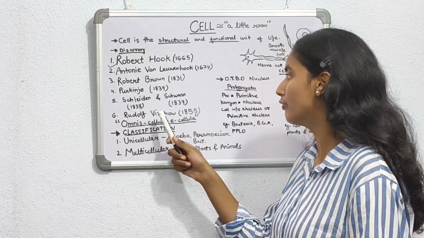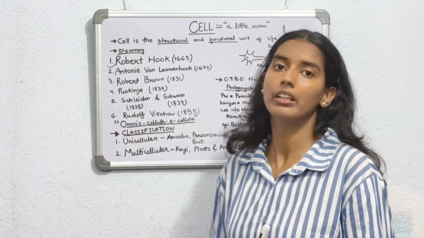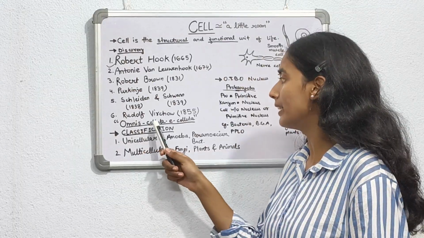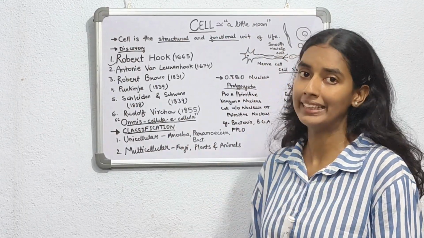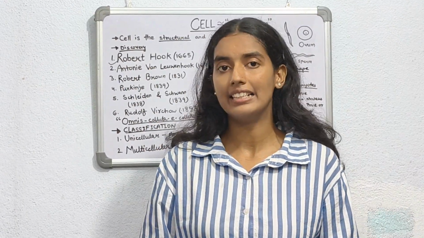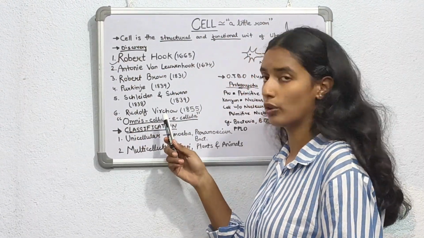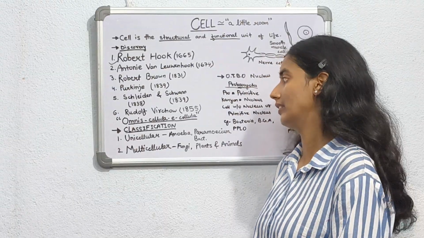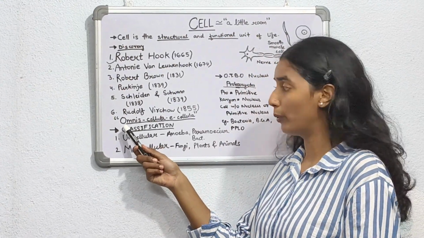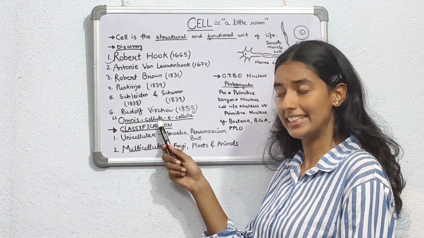Now Rudolf Virchow in 1855 proposed omnis cellula e cellula, meaning all cells arise from pre-existing cells. Rudolf Virchow expanded the cell theory by proposing the term omnis cellula e cellula.